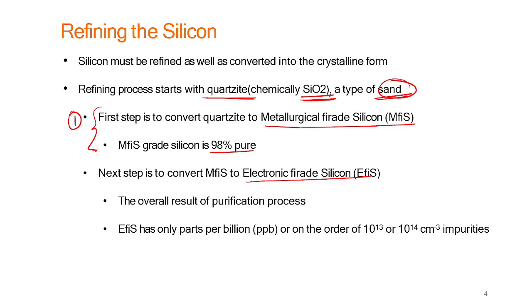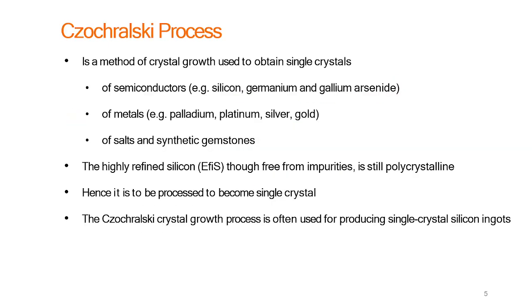So metallurgical grade silicon, you are getting 98% pure silicon. And the next step is electronic grade silicon. In electronic grade silicon, a purified form of silicon is available. This is the refining of silicon. After that, you need to grow pure silicon.